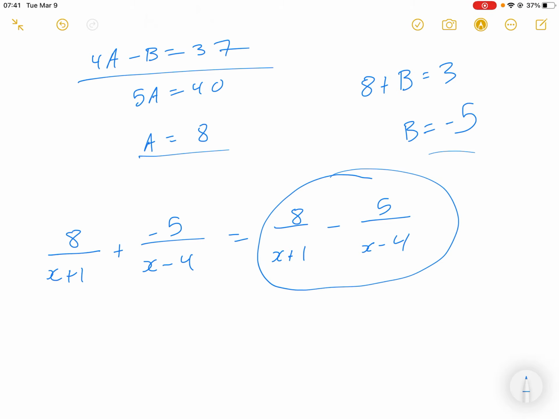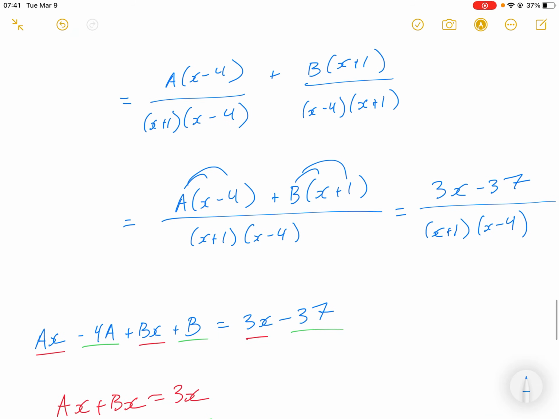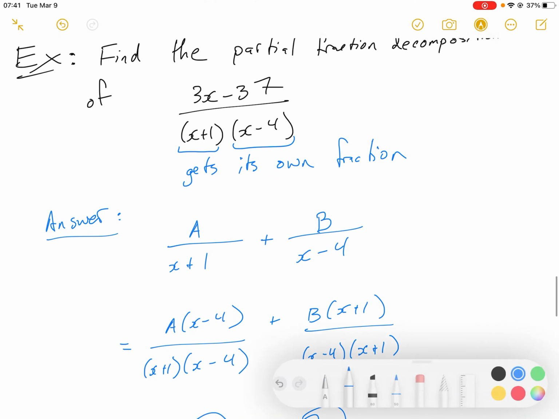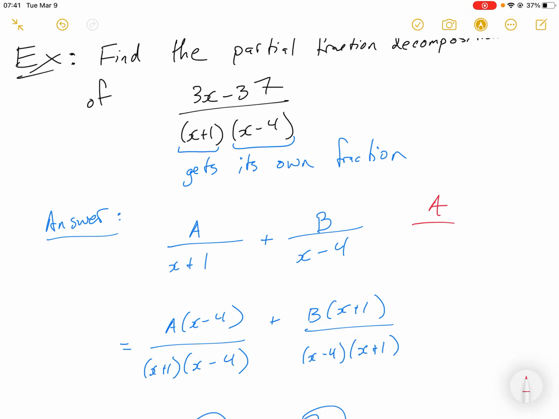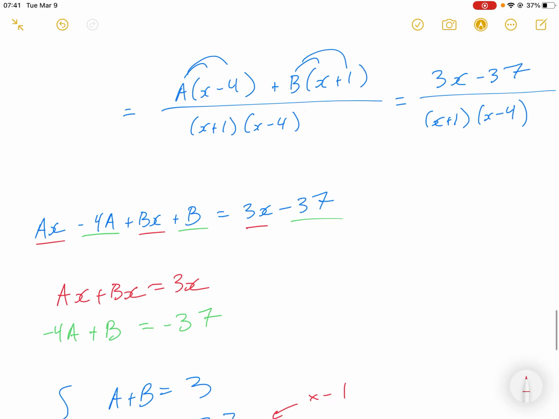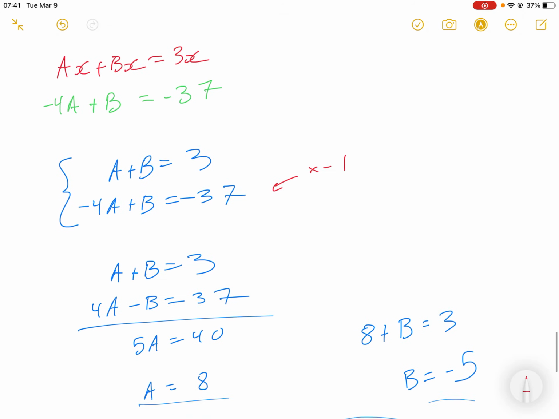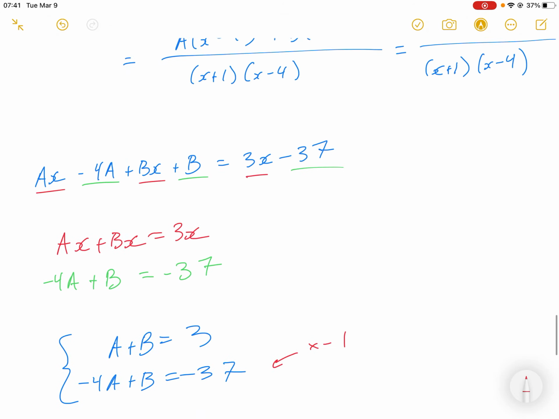Now another question I get, so this is the answer, we're done. This is the final answer. But another question I get asked is, well, what if I did this differently? What if I said a over x minus 4 plus b over x plus 1. Well, if you did it this way, you would get to the end and end up with a equaling negative 5 and b equaling 8, which is the opposite of what we had. We had a equals 8 and b equals negative 5.